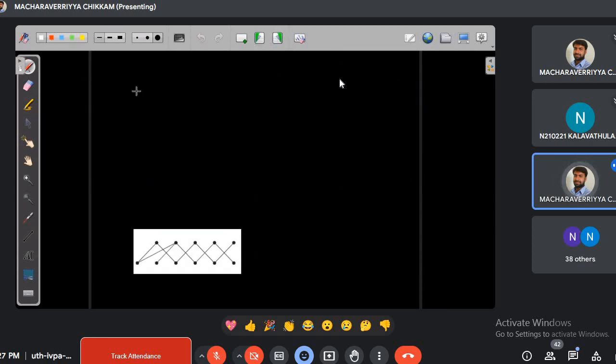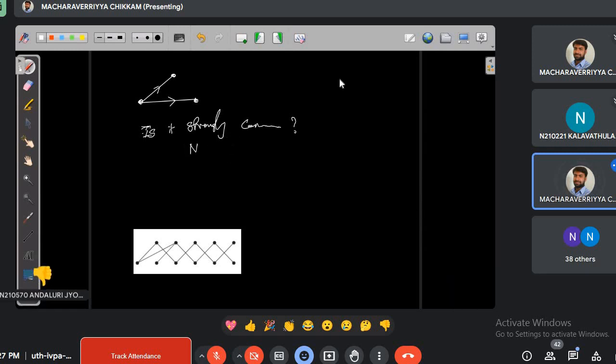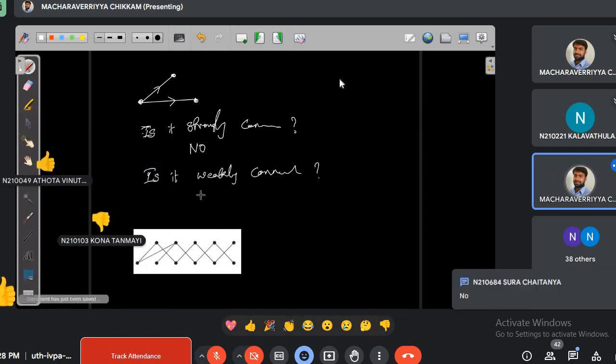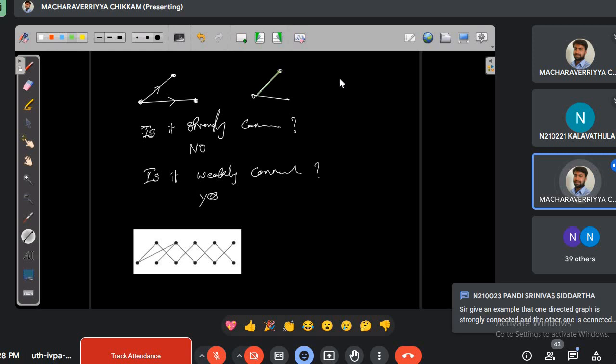So let's look at one more example. Suppose I take this graph. Is it strongly connected? The answer is no. But is it weakly connected? Yes. Some are saying no. Why? If you look at the underlying undirected graph, that is connected, no? It means you can move from one vertex to any vertex. For example, from here to here, you can first travel along this edge and then this edge.